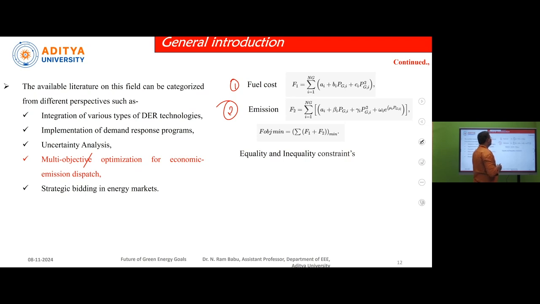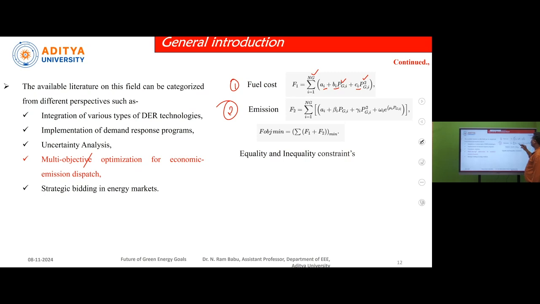If we look into the fuel cost function, it is given by F1 equal to sigma i equal to 1 to Ng of ai plus bi times Pg plus ci times Pg square, where Ng is the number of generators. It may be 1, 2, 3 or 4, any number. And ai, bi and ci are the fuel cost coefficients. Pg is the power generated value, the power generation.